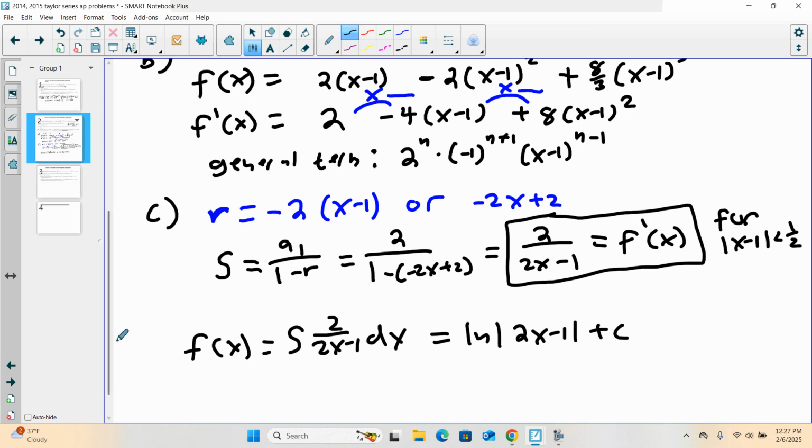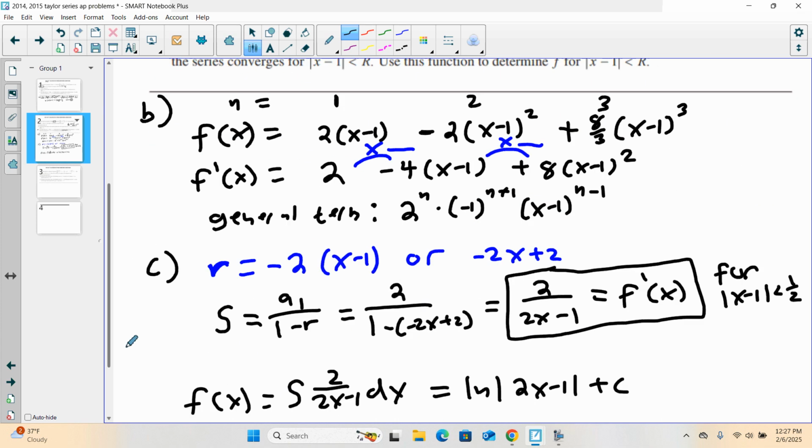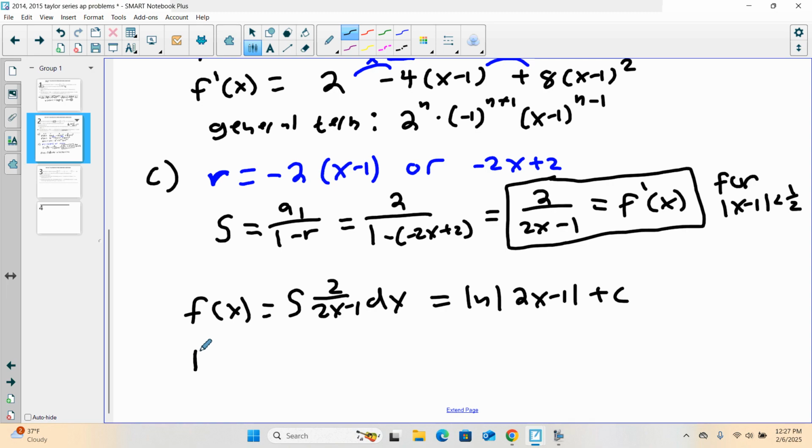Well, we know that this is centered around x equals 1. So if you plugged in 1 here, you'd have 1 minus 1 is 0. And so this would all just be 0, right? So we know from the original function that f of 1 equals 0. And that's because 1 is the center of our Taylor polynomial. It's centered at 1. So we can use that.